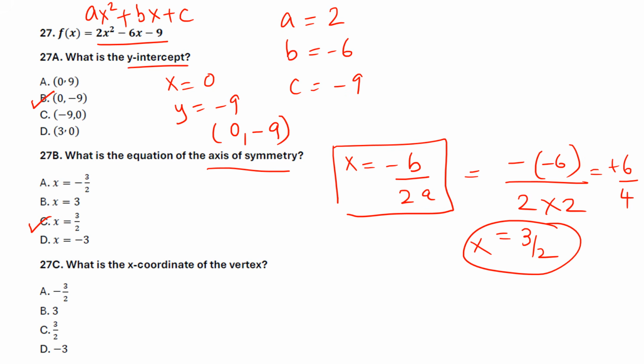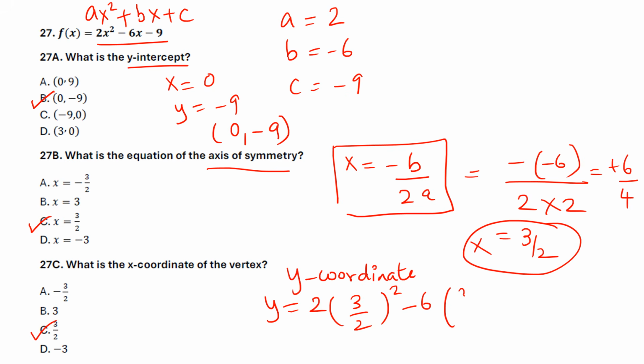See. So now we find the y coordinate. To find the y coordinate of the vertex, use the original equation. Put y equal to 2 times, wherever there is x, you are going to put 3 by 2. Do the square, multiply carefully, make sure you don't make a sign mistake. Put everything into your calculator and you will get your y coordinate.